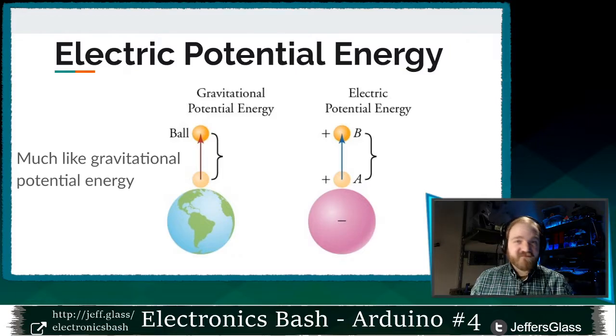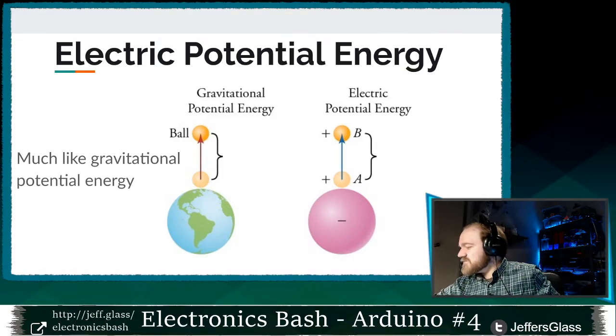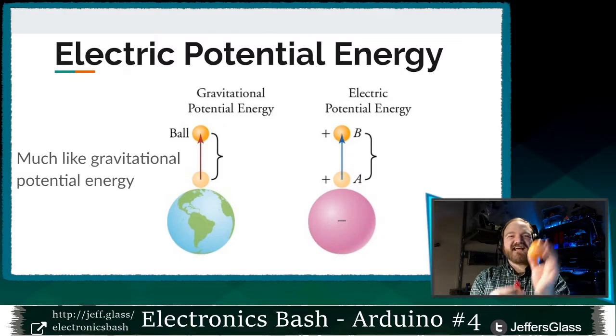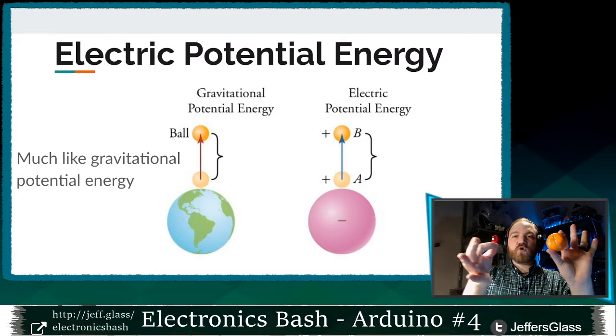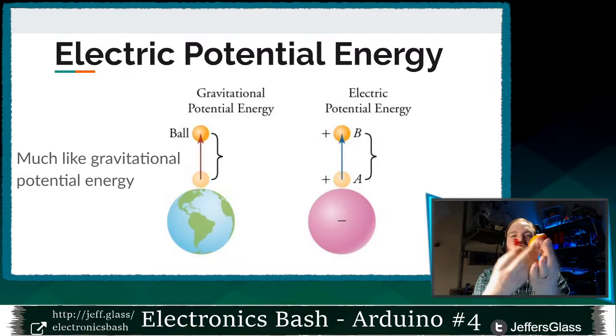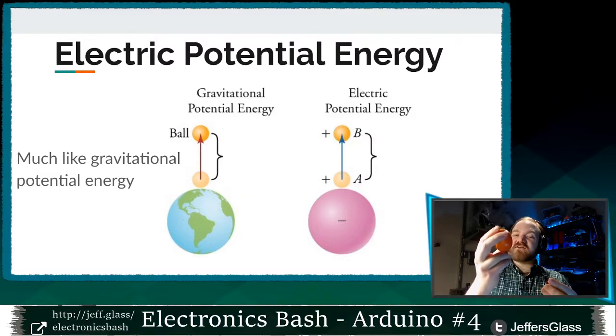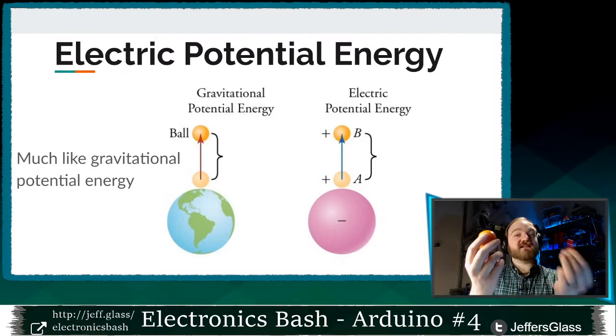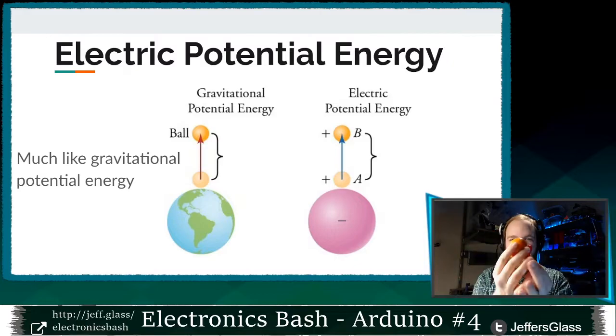In an electric field, exactly the same thing, right? If we were to take two positive charges, like this light bulb and this orange, if we have the positive charge and we push them together, they're going to want to repel each other, and that is a form of electrical potential energy. Or if our orange was negatively charged and our light bulb was positively charged, they'd want to attract each other, and as we move them further apart, they would gain additional electrical potential energy because they want to attract to each other, right?